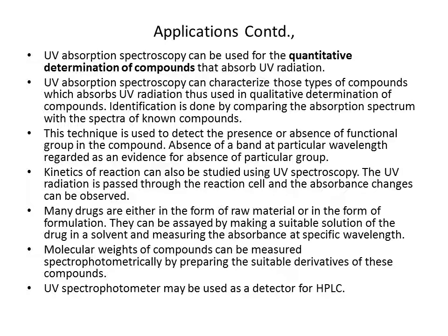Other applications are, it is also used for quantitative determination of compounds, and this technique is used to detect the presence or absence of a functional group in a compound. And many drugs, either in the form of raw material or in the form of formulation, can also be analyzed using this UV spectrophotometer. And the UV spectrophotometer may be used as a detector for HPLC, which we'll be discussing in the second or third unit.